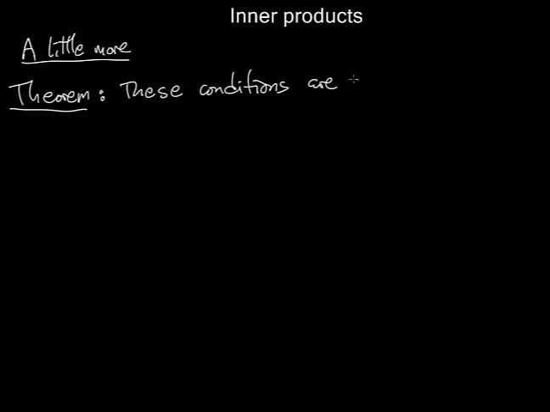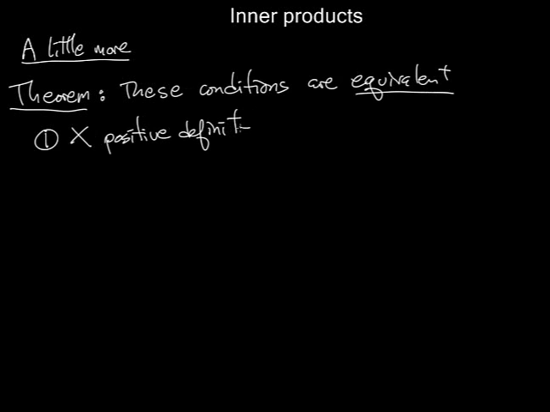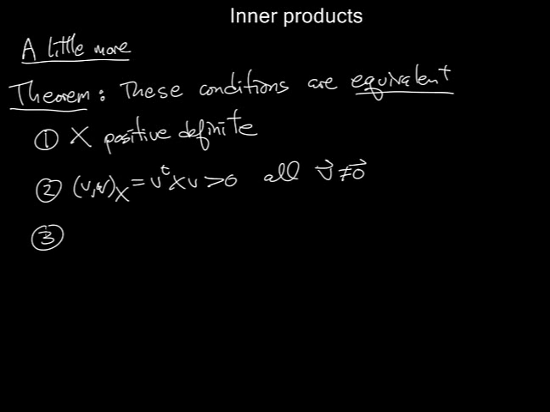So let me restate this theorem. There's actually a little bit more content to it. I'll restate it as follows. The following conditions are equivalent. Every one of these things is exactly the same as each of the others. The first one is that the matrix, a symmetric matrix, is positive definite. The second condition is that v transpose A v is greater than 0 for all v nonzero. Well, that's exactly the definition of positive definite.